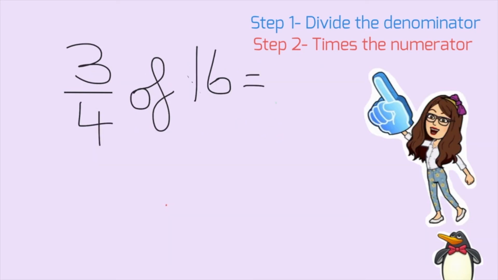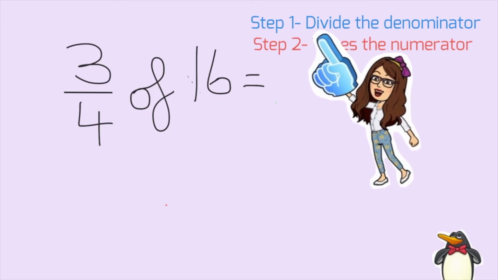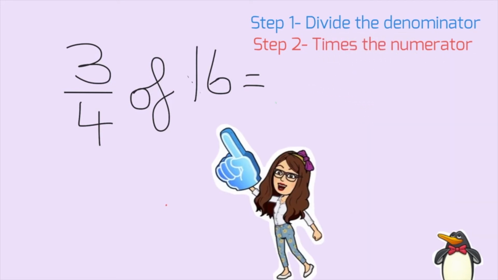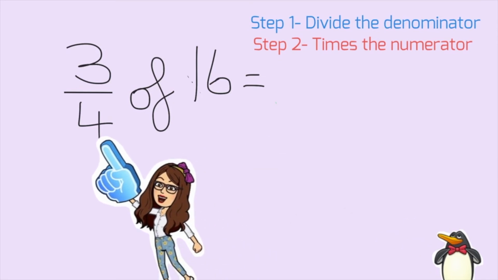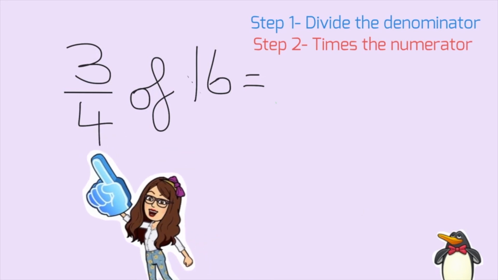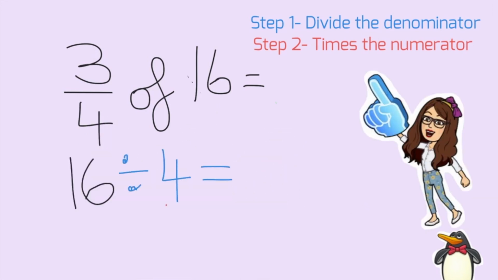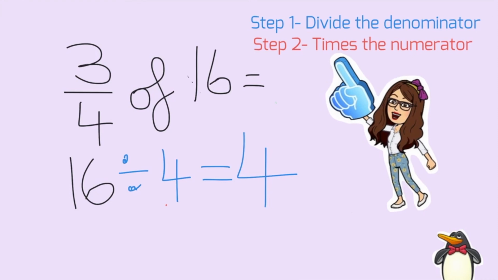Let's do one more. We're going to look for 3/4 of 16. So the first step we need to do is divide the denominator. We need to divide the whole number by the denominator because we are breaking our whole number up into these amount of pieces. I'm going to write 16 divided by 4. I know my 4 times tables, so I know that 4 times 4 equals 16, so 16 divided by 4 equals 4.